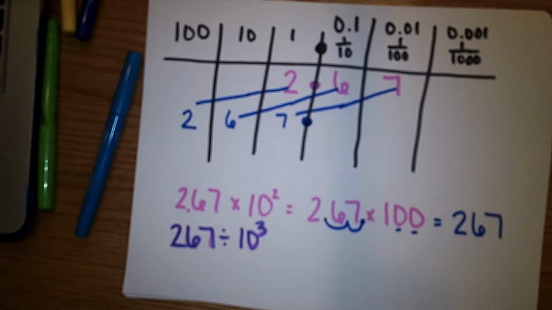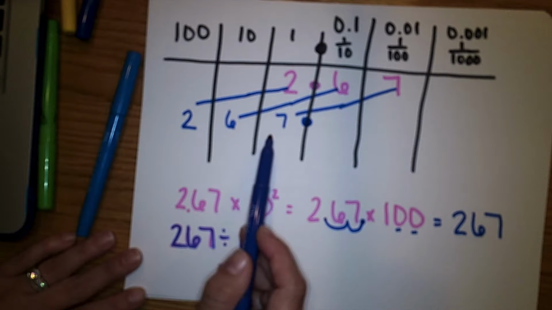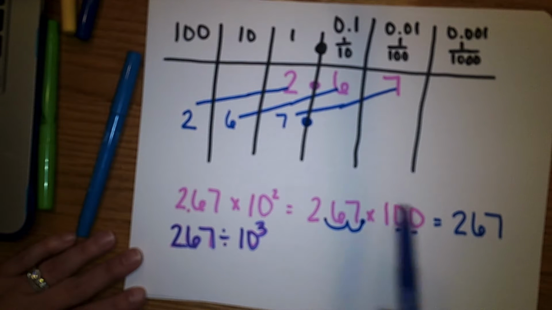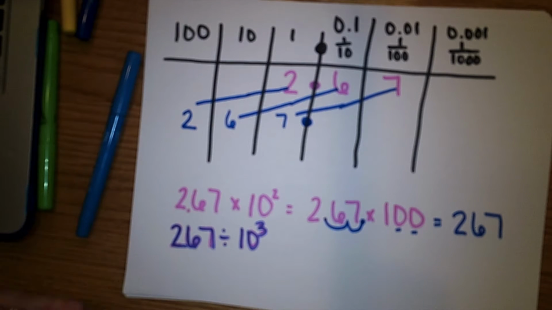So 267 divided by 10 to the third power. I'm going to start with my 267. Actually, I already have it written because it was the product of this answer. And it is going to move to the right 3 times, because when we divide, we get smaller. We fair share and our pieces get smaller. Just like if you had a pizza and you're dividing it amongst the people in your family, everyone gets a smaller piece than the whole.